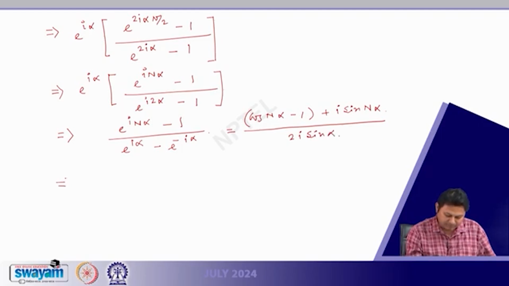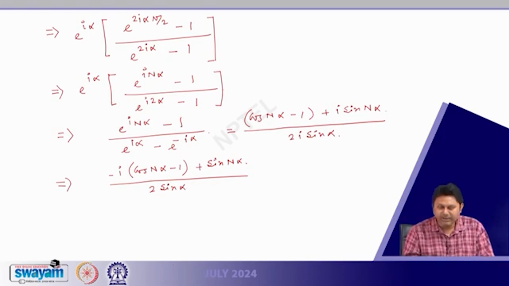So, essentially this term is, if I multiply minus I both the sides upper and lower, then it should be minus of I cos n alpha minus 1 plus sine n alpha whole divided by 2 of sine alpha. Now, note that I do not require the entire part of that, I require only the real part of that.